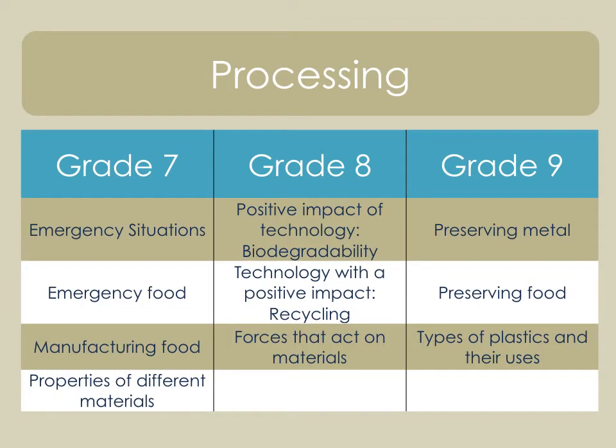In processing, grade 7, they start looking at food, emergency food, manufacturing of food, and then of course the properties of the different materials. Grade 8 is focused very much on the positive impact of technology, so biodegradability, recycling, and then forces that act on materials. And then in grade 9, there's more focus on preserving or preservation of metals and foods, etc. And then of course the types of plastic and their uses.